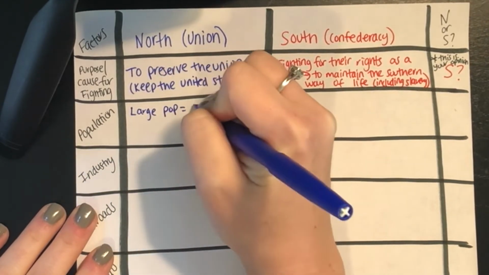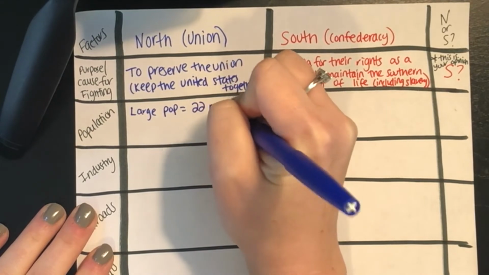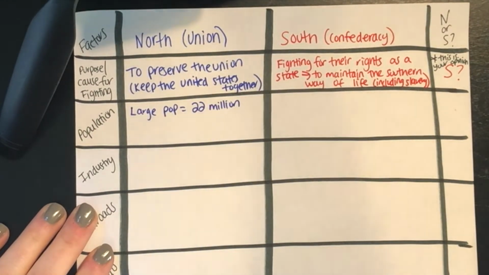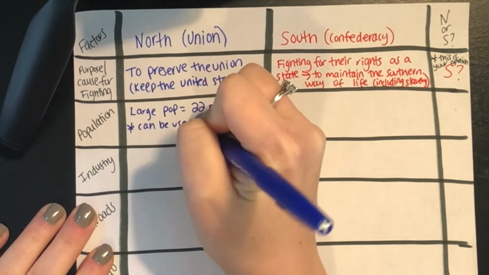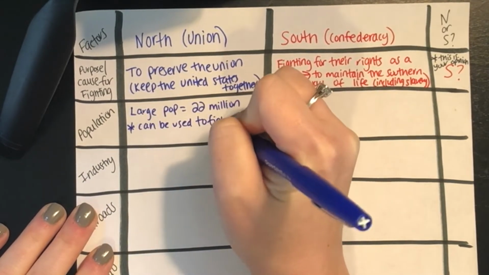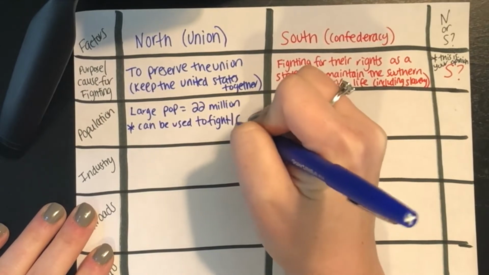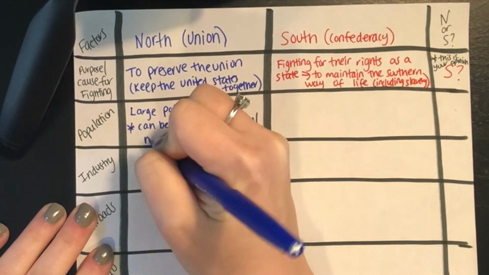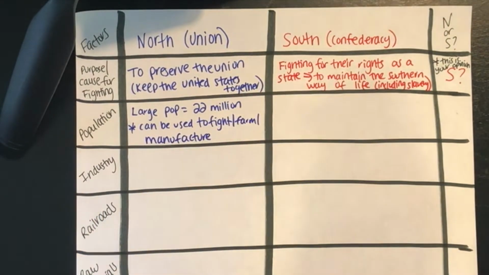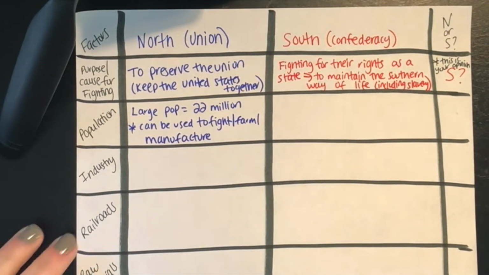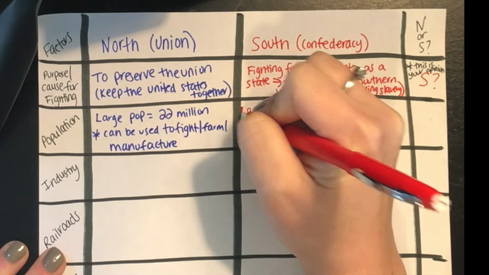Okay, so population. The North has a very large population, bigger than the South. They have 22 million people. This is important because all of these people can be used to fight, farm, which would supply the armies, manufacture to produce weapons, bullets, everything. So they can put these 22 million people to work for their cause.